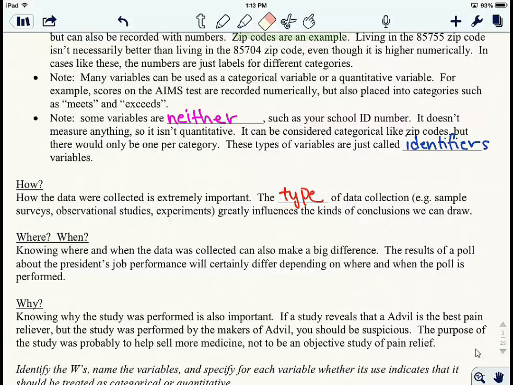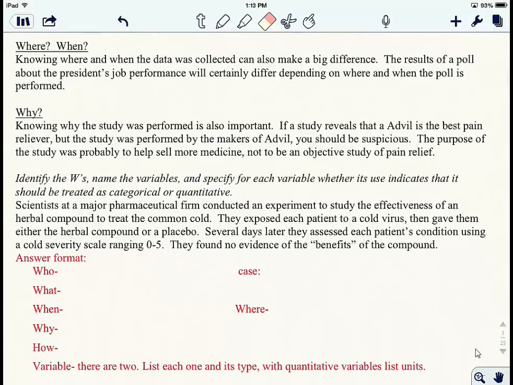Lastly, why did they even bother to study something or do an experiment? If a study revealed that Advil is the best pain reliever, but the study was performed by the makers of Advil, you should be suspicious. The purpose of the study was probably to help sell more medication, not to be an objective study of pain relief.